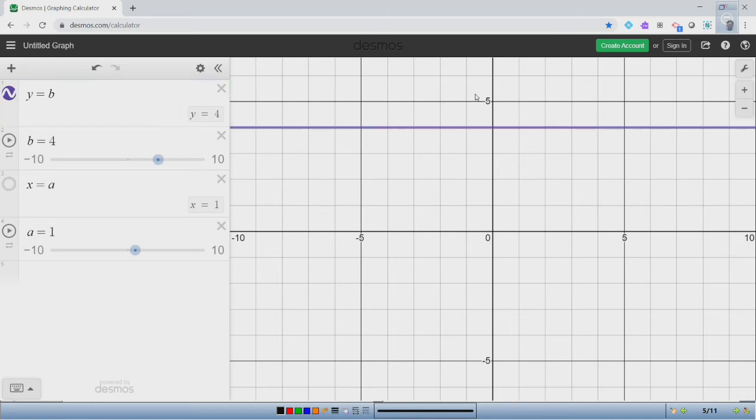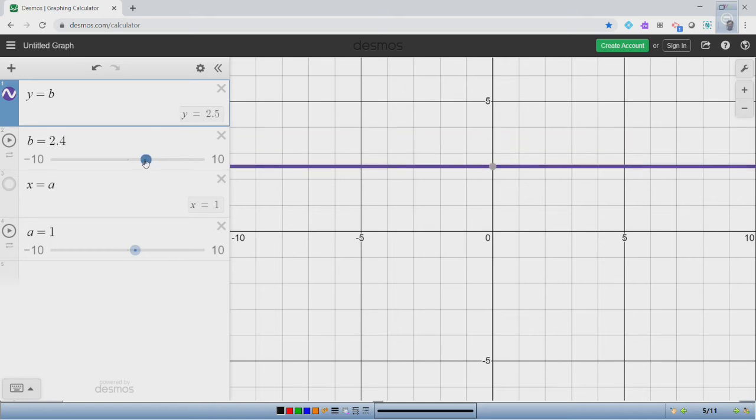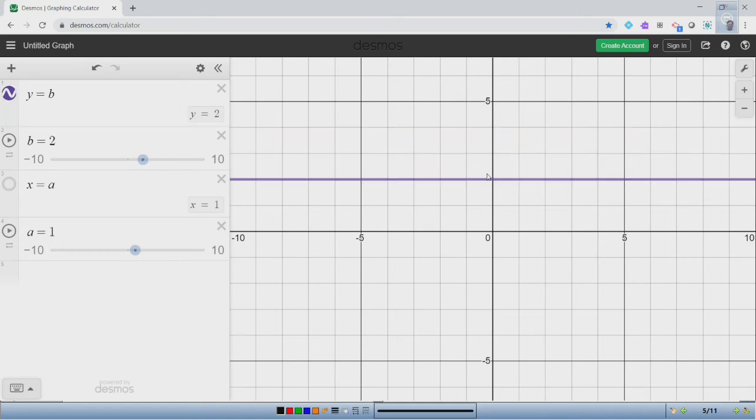But let's be very clear about the connection here. When b is 4, notice where the y-intercept is. It is at 4, and every point along this graph has a y value of 4. If I move this to 2, then the y-intercept is at 2, and every single point on this line has a y value of 2. So that's the relationship between the value of b and where this line goes.